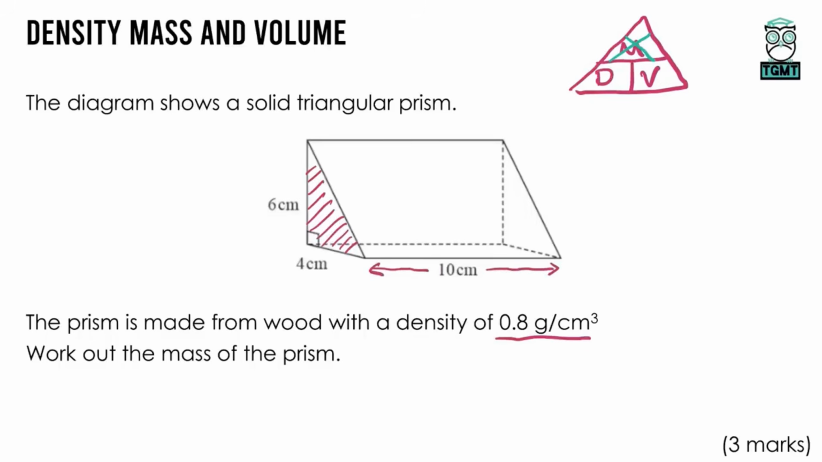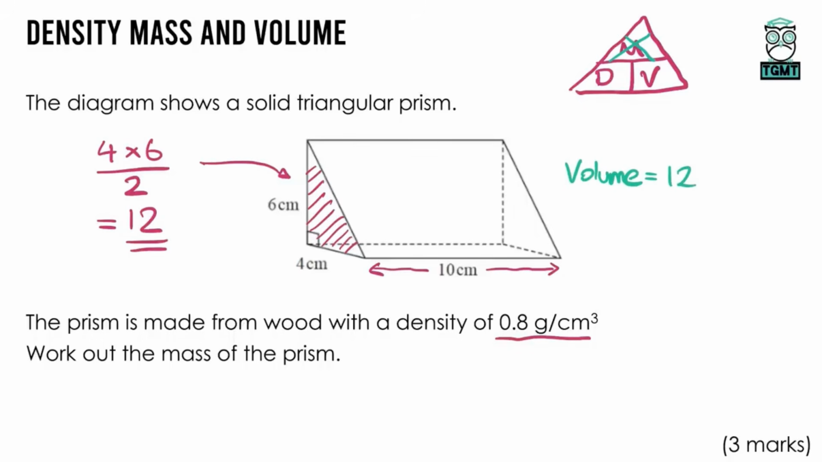So we need to know how to work out the area of a triangle, which is base times height divided by 2. So here, the base is 4, the height is 6, and we're going to divide that by 2. That is equal to 12. So the area of the cross section is 12. To get the volume, you take the area of the cross section and you multiply it by the length that it goes through the shape. So 12 times 10 gives us a volume of 120 centimetres cubed.